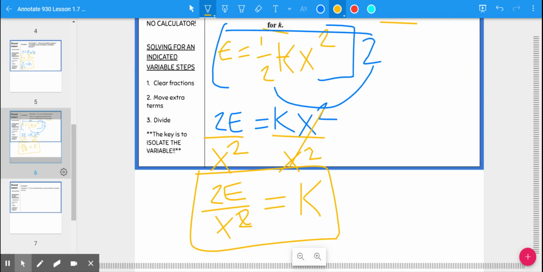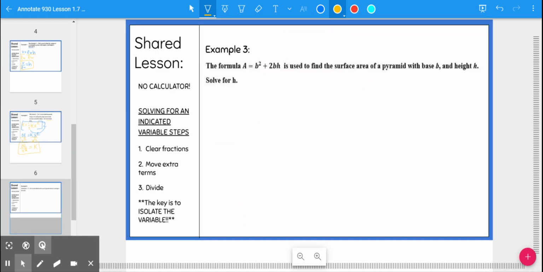Now I will meet you guys on slide 7. All right, now let's look at example number 3. We have the formula A is equal to B squared plus 2 times B times H is used to find the surface area of a pyramid with base B and height H. And we are solving for H here. So we need to get H by itself. Again, I'm going to rewrite that original formula.